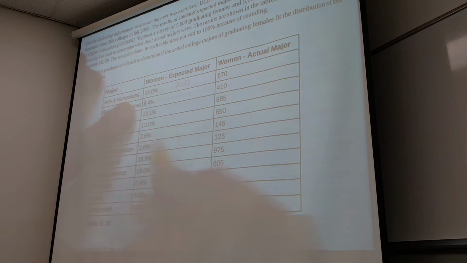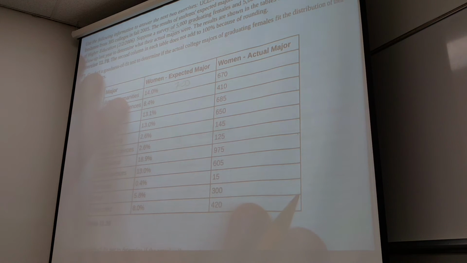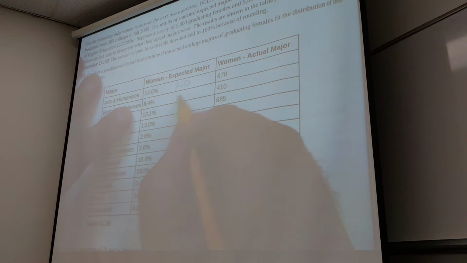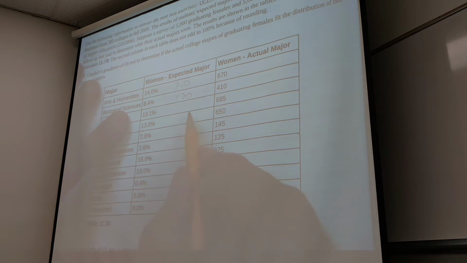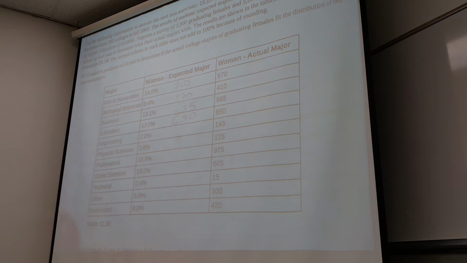So somebody help me out. Keep going. 8.4% of 5,000. You really just have to multiply by 50. So it'd be 420. All right. Nothing significant there. 13.1% of 5,000. 655. 13 would be 650, right? Is everybody cool with what's happening right now?